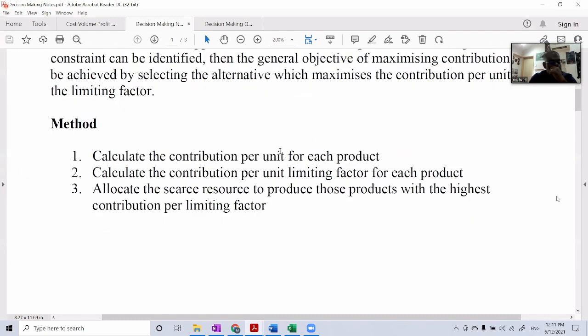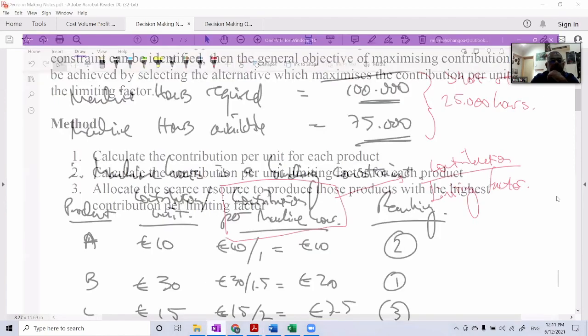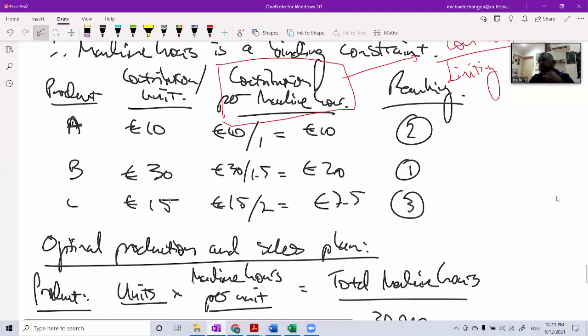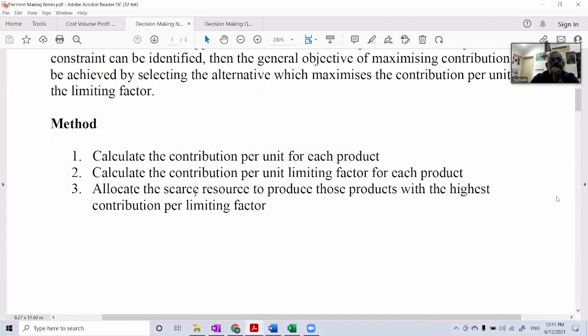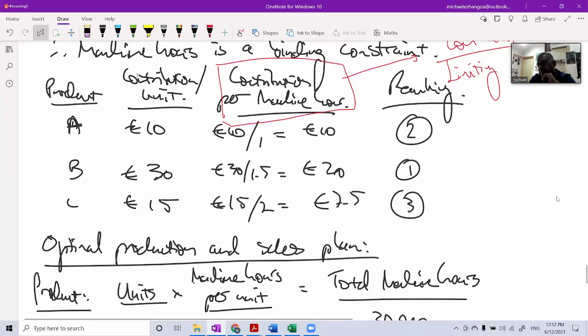Okay, now look at the method. Calculate the contribution per unit for each product. In my example, I gave you the contribution per unit. Of course, in the actual exam that may not be given, you probably have to calculate and figure that one out. It's a possibility there. That's what will happen in the actual exam. And then calculate the contribution per unit of limiting factor for each product. So in this example, we determined that machine hours was a constraint. So our next working was to calculate what is the contribution per machine hour, all right?